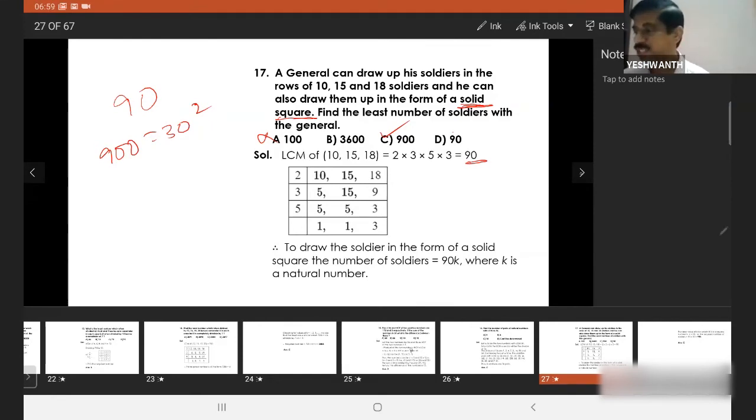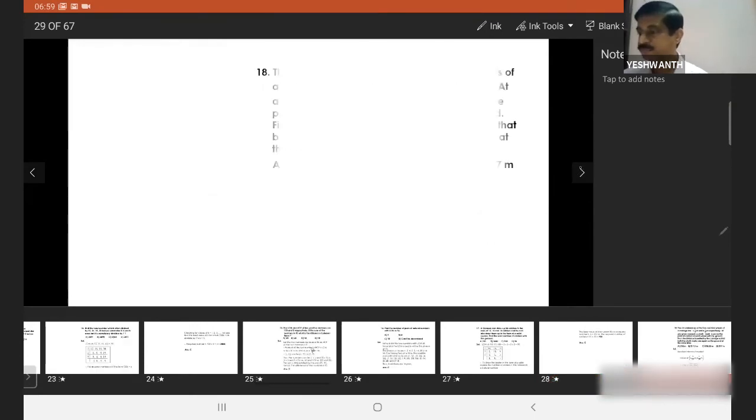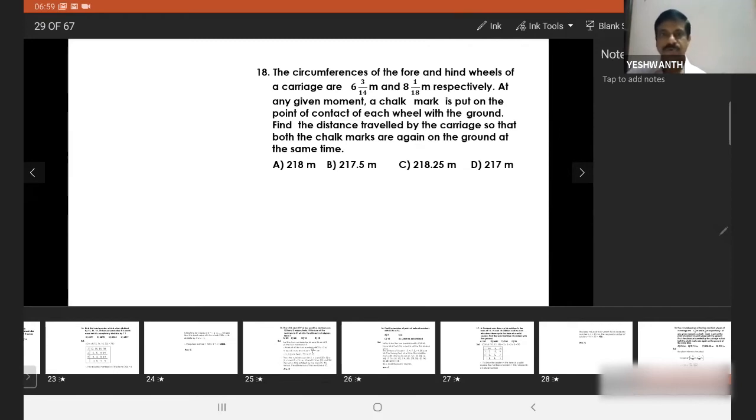Okay, let us move to the next question. The circumferences of the fore and hind wheels of a carriage are 87/14 meters and 145/18 meters.